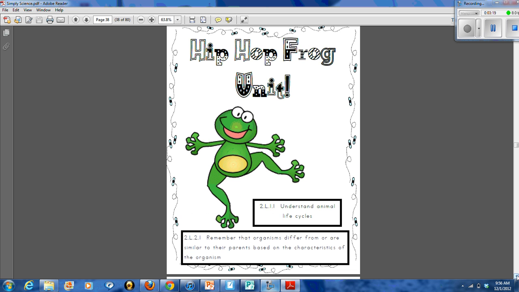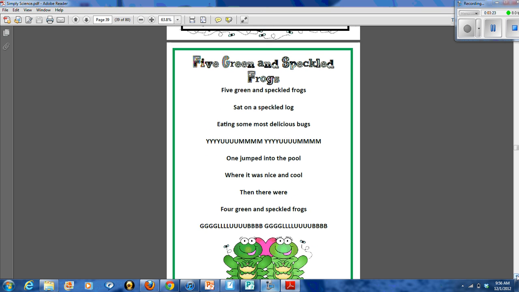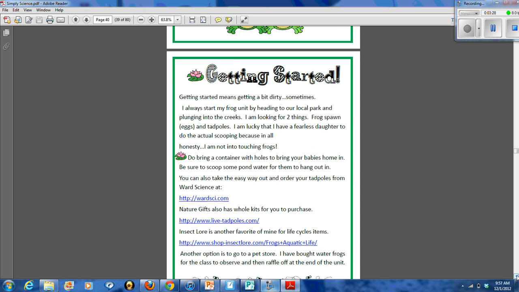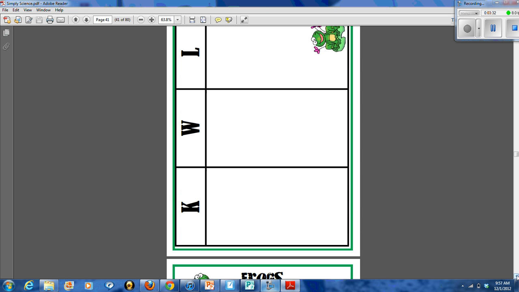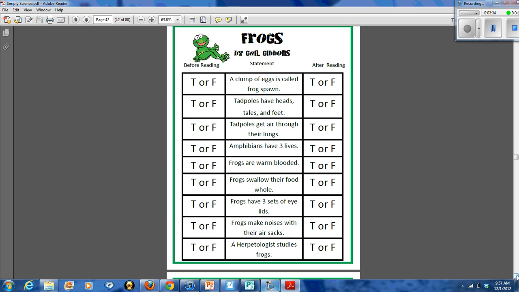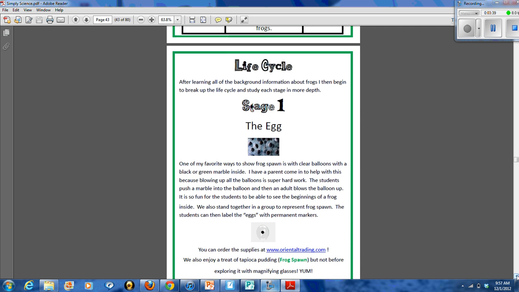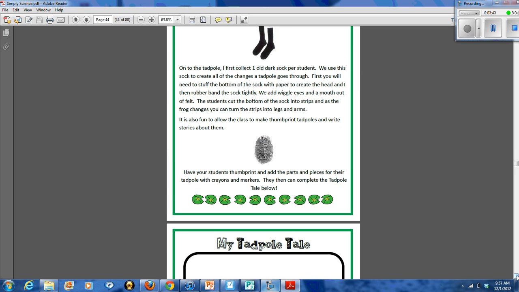You'll also have my hip hop frog unit. This is going to take you through the life cycles. Quick, fun poem, Green Speckled Frogs. Getting started, we'll give you some links that you can take a peek at. There's a KWL for you to use. A frog anticipation guide for frogs by Gail Gibbons. You'll go through the life cycle, and you will create a model of the life cycle.